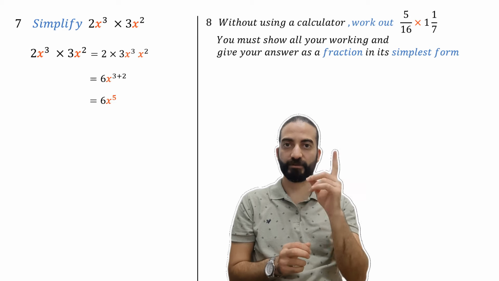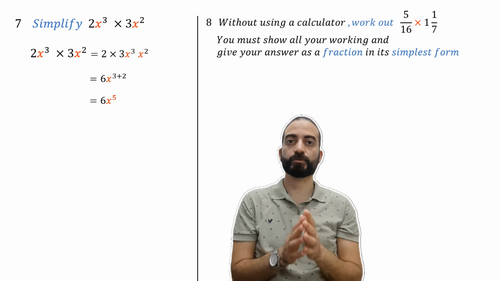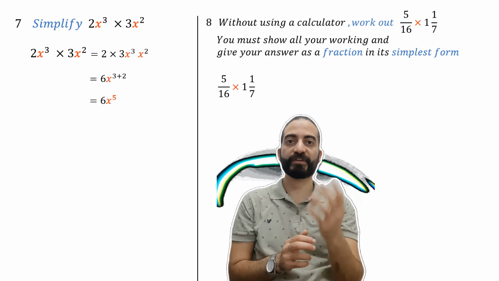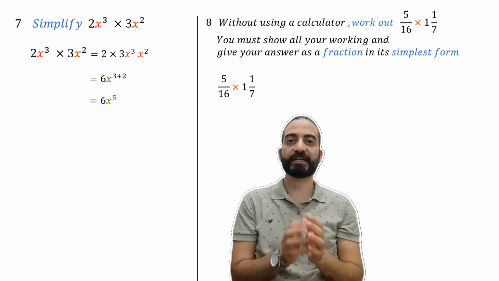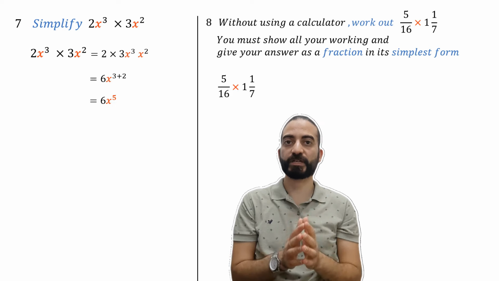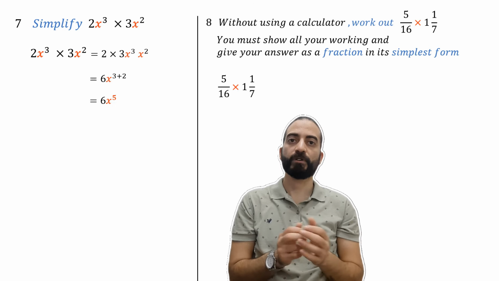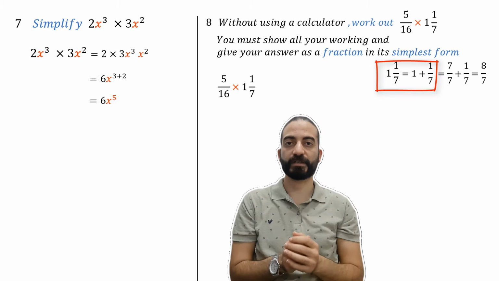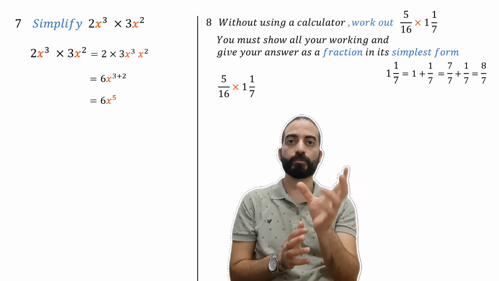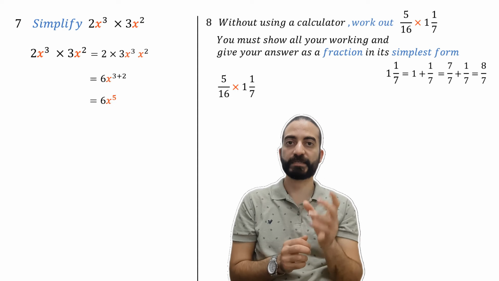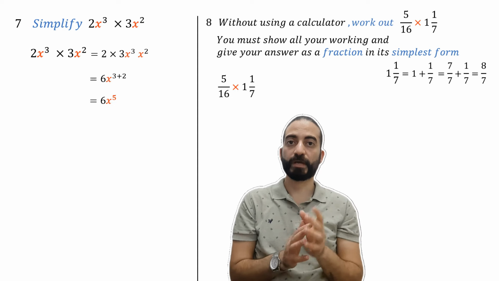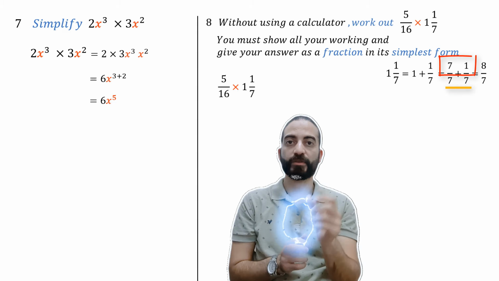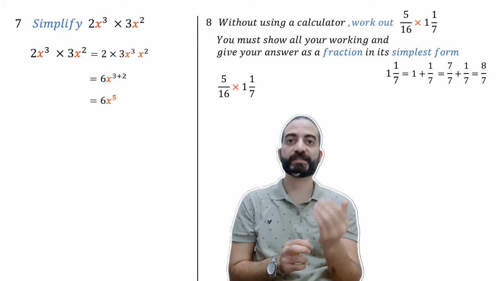We now move to the eighth question. Without using a calculator, work out 5 over 16 times 1 and 1 over 7. You must show all your working and give your answer as a fraction in the simplest form. What is meant by 1 and 1 over 7 is 1 plus 1 over 7. And in order for us to be able to add them together, we must have the same denominator. And here, because we have the same denominator, we can add the numerators together to get 8 over 7.